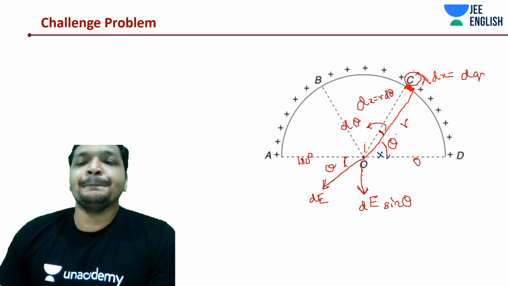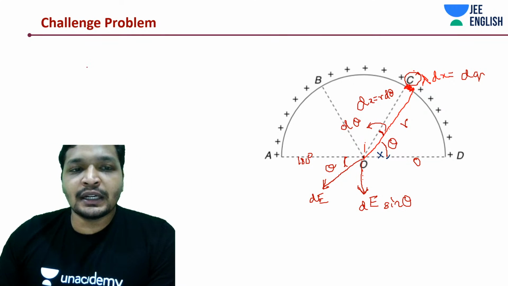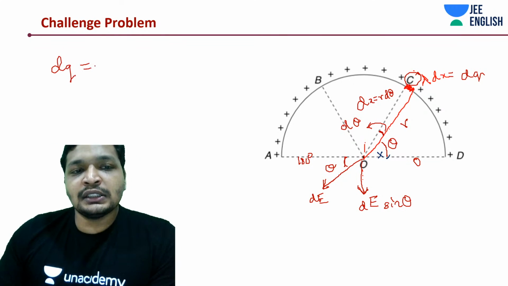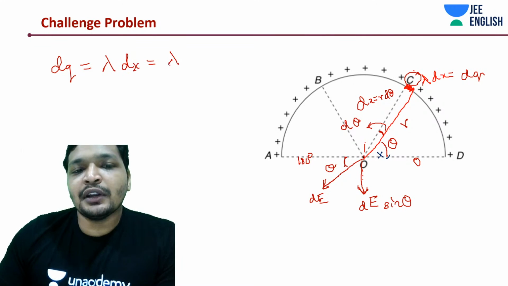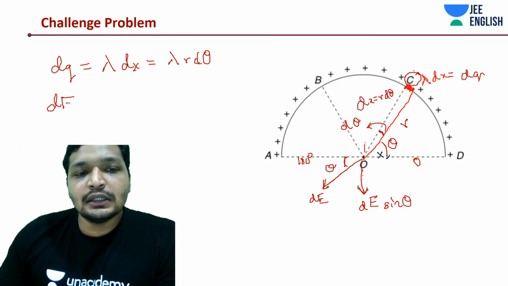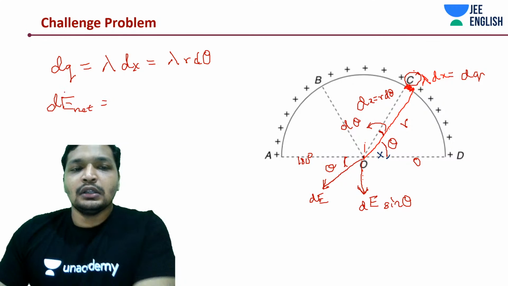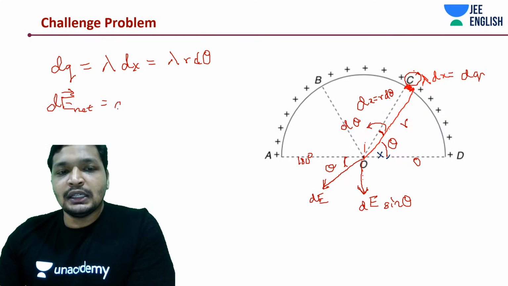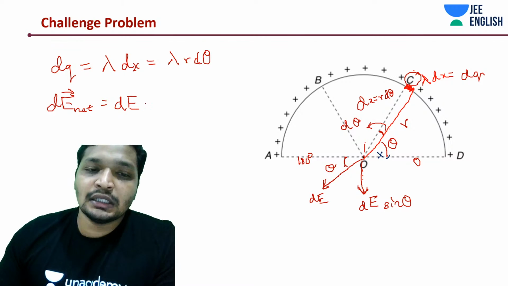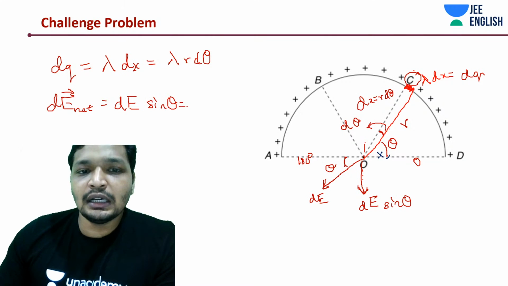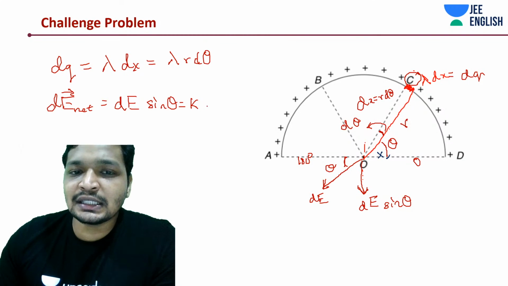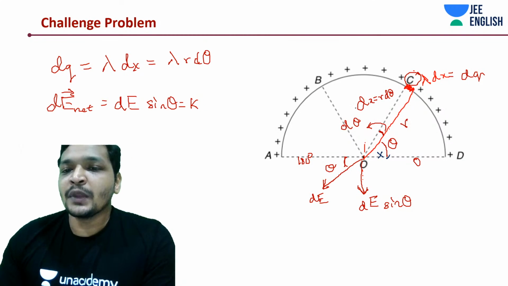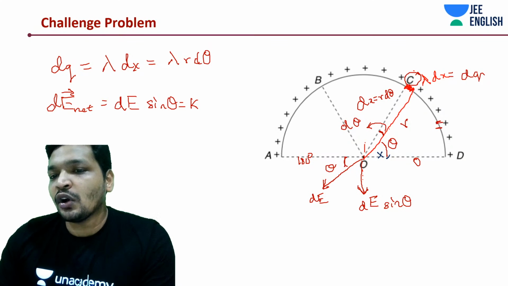Alright, simple. So your dq can be further written as, I'm going to say some linear charge density lambda into dx. Now this will be written as lambda into r d theta. And your net field is what? Vector sign. It's only dEy in this case. It's dE sine theta, which is how much? K. What is the distance, guys? It's r. R is constant. For any of the elements, it's always r.